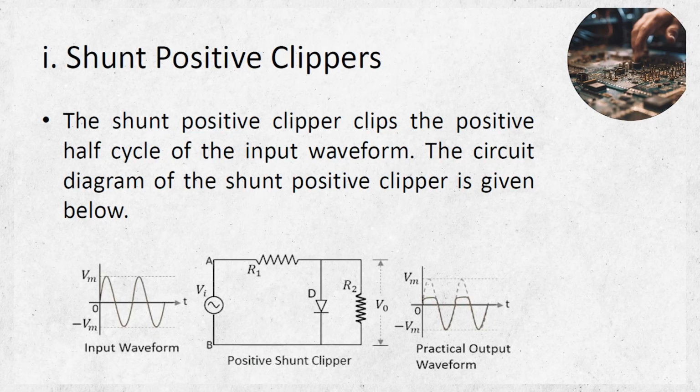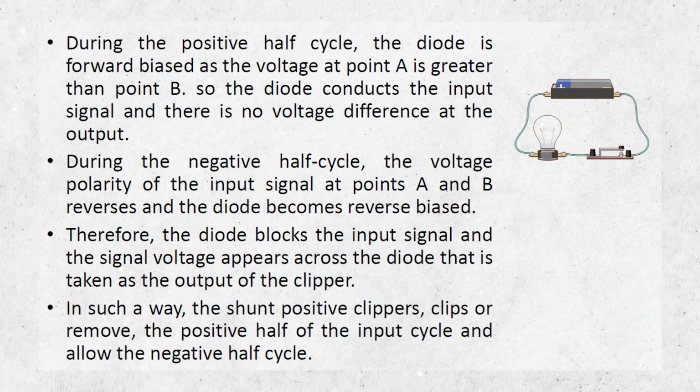The shunt positive clipper clips the positive half cycle of the input waveform. The circuit diagram of the shunt positive clipper is given below, in which we can see the diode is connected in parallel with the load, and that is why it is called a shunt clipper. During the positive half cycle, the diode is forward biased as the voltage at point A is greater than point B. So, the diode conducts the input signal and there is no voltage difference at the output.